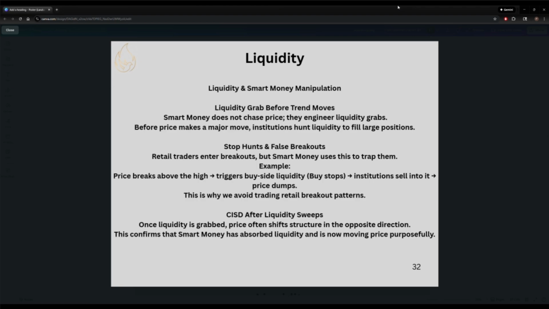And then CISD after liquidity sweeps. Once liquidity is grabbed, price can shift structure to the opposite direction. This confirms the smart money has absorbed liquidity and is now moving purposefully. With CISD, right?